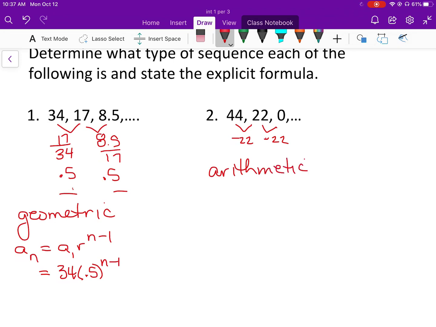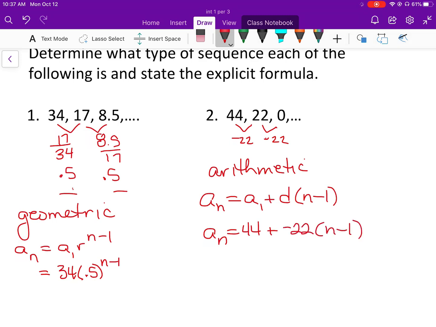And the explicit formula for arithmetic is a sub n equals a sub 1 plus d times n minus 1. a sub 1 is 44, plus negative 22 times n minus 1. Does everyone see that? Questions?